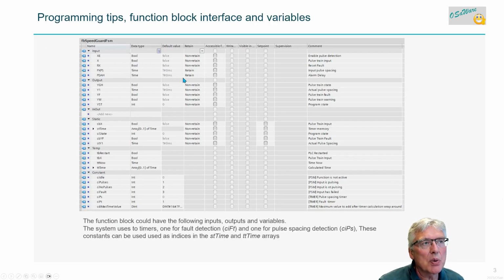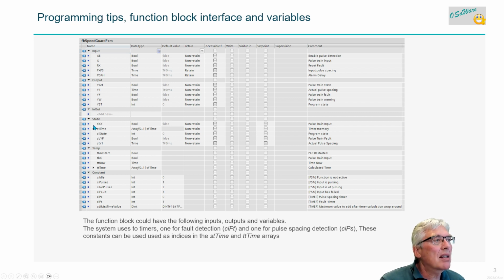Retain again. So if we switch off the power to the PLC and when power returns, it keeps the value here. We don't have any default values here because we don't know anything about this. This is the verified pulse train. This is the actual pulse spacing, time value. The YF, Boolean, pulse train fault, warning, and then we also can output the state, because this can be a finite state machine and we are outputting the state too. So there's a user that can check what state this one is in.